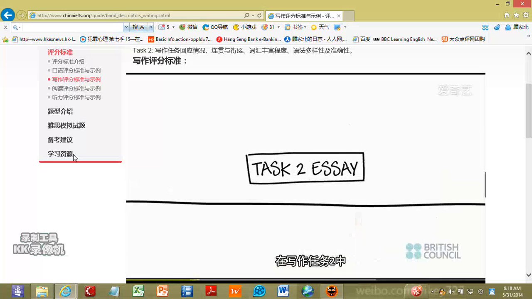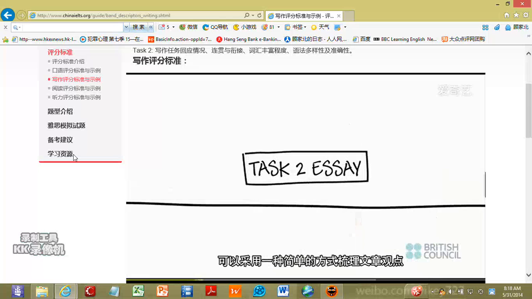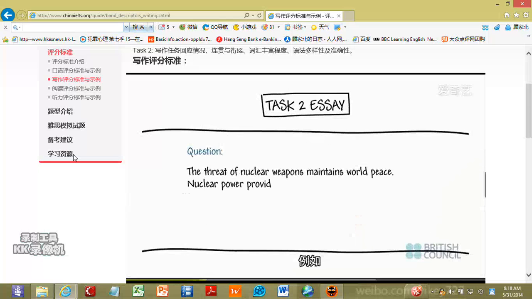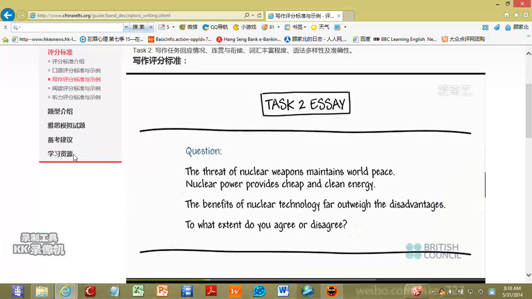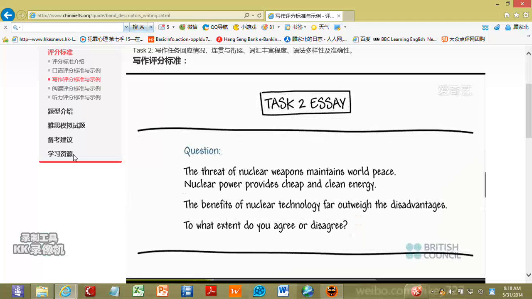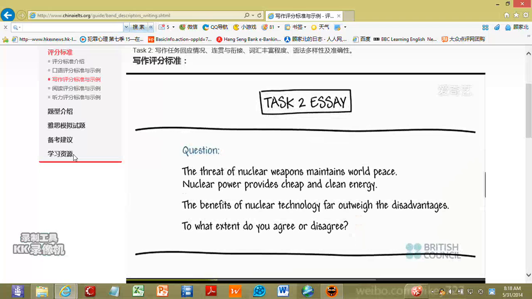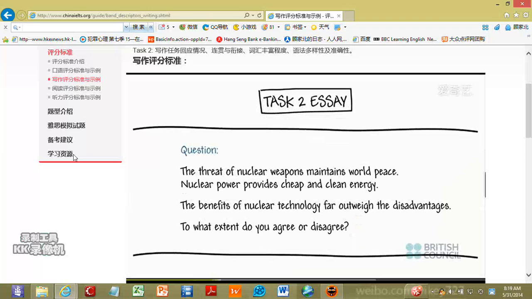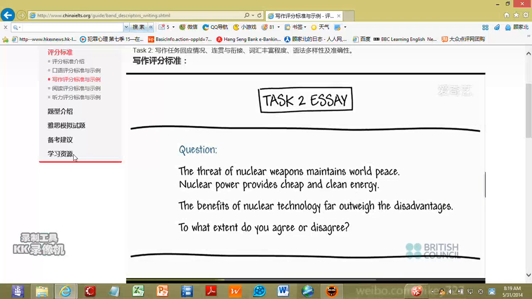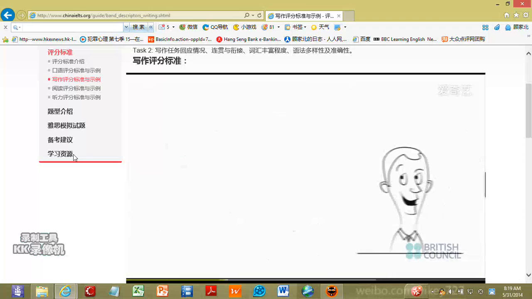Here is one simple way to sequence ideas for effective coherence for this Task 2 essay. For example, the threat of nuclear weapons maintains world peace. Nuclear power provides cheap and clean energy. The benefits of nuclear technology far outweigh the disadvantages. To what extent do you agree or disagree?